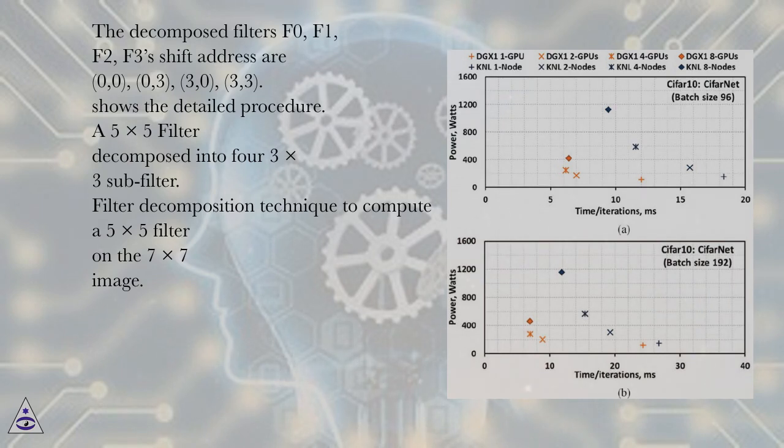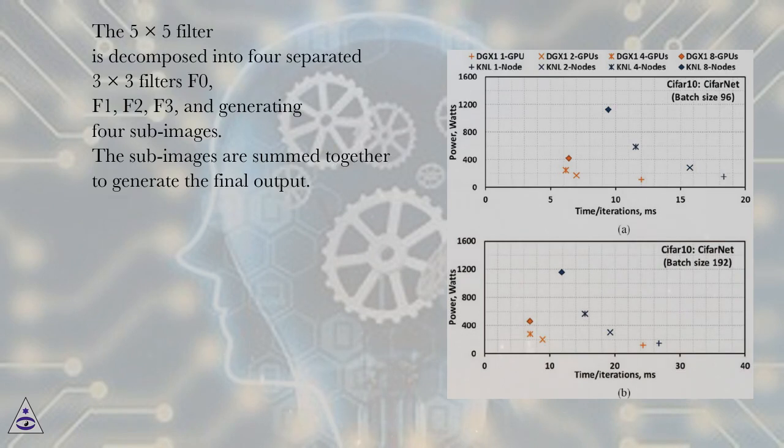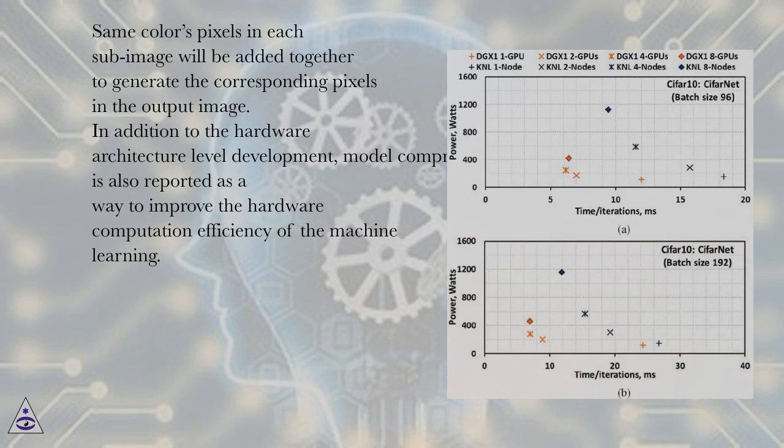Filter decomposition technique to compute a 5 times 5 filter on the 7 times 7 image. The 5 times 5 filter is decomposed into 4 separated 3 times 3 filters F0, F1, F2, F3, generating 4 sub-images. The sub-images are summed together to generate the final output. Same colored pixels in each sub-image will be added together to generate the corresponding pixels in the output image.